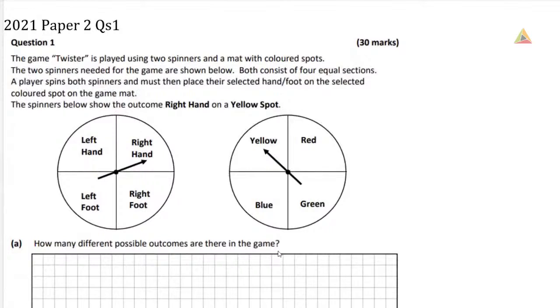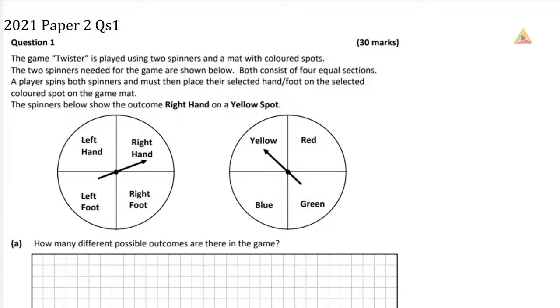So this is 2021 paper 2 question 1, and this says the game Twister is played using 2 spinners and a mat with coloured spots. The 2 spinners needed for the game are shown below. Both consist of 4 equal sections. The player spins both spinners and must then place their selected hand or foot on the selected colour spot in the game mat. The spinners below show the outcome of right hand on a yellow spot.